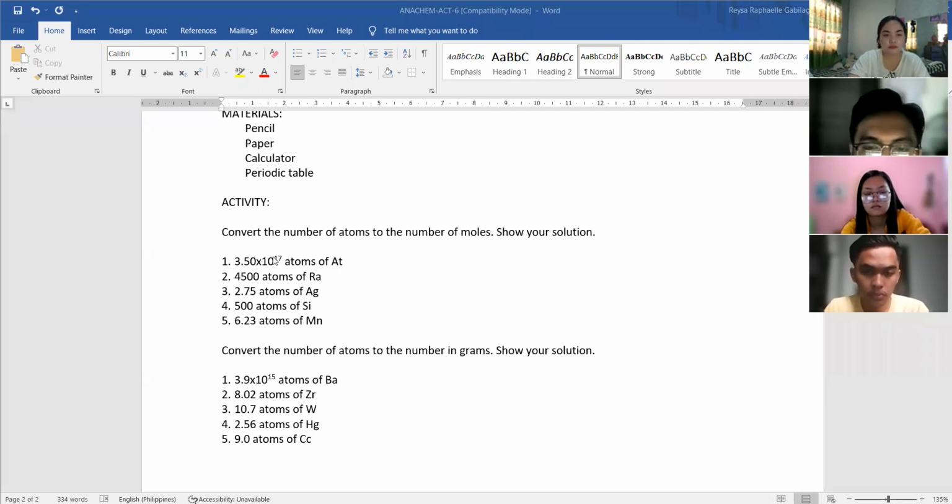Ang sa next part naman will be in grams. So you have to show your solution. 2 decimal places tayo sa answer. And then please use the Avogadro's constant 6.0221 times 10 raised to the power of 23. And then yung atomic weights ng mga elements, paki-round off sa nearest whole number. So I hope I made myself clear with the instruction.